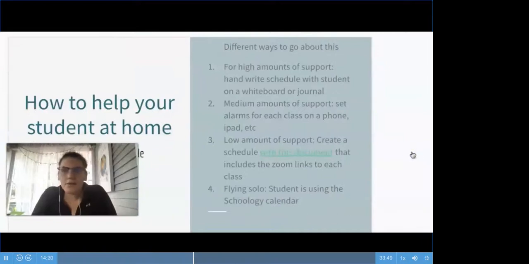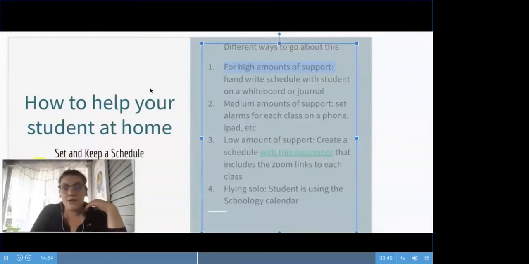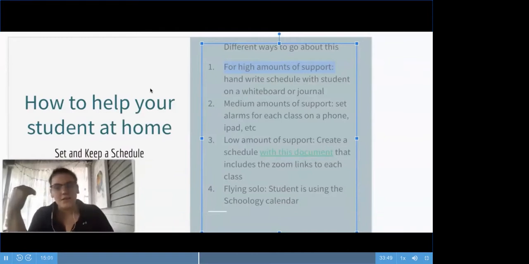So how do we help students at home? There are some different ways to go about this. You know your student best. If they need high amounts of support, you can handwrite a schedule out with the student or for the student on a whiteboard or on notebook paper, in a journal. So that's a high amount of support. The medium amount is helping your students set alarms for their classes, on iPads, phones, whatever it is. For low amounts of support, you're creating a schedule that has the Zoom links. And here's that schedule template that's linked. Your student can help you with that, and actually should help you with that. And you know your student is flying solo when they're using the Schoology calendar to get to their classes and submit their work.